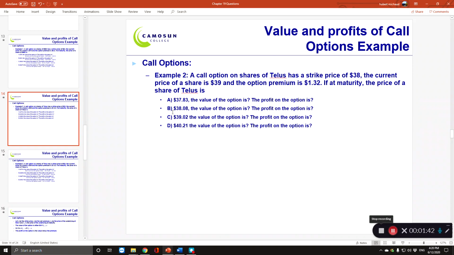Okay. If the underlying is worth 38.08 at expiration, or maturity, I would use my option because I can buy it for 38 and it's now worth 38.08. Remember, if the price of the underlying at maturity is below the strike price, I don't exercise my option. If the price is below or equal, I don't exercise it. If the price is higher than the strike price, then I exercise it.